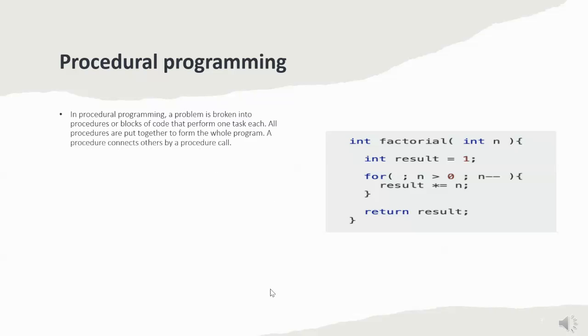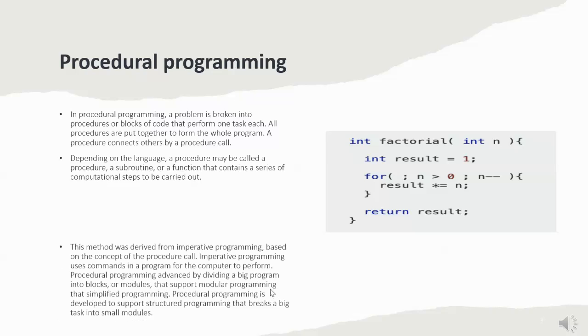In procedural programming, a problem is broken into procedures or blocks of code that perform one task each. All procedures are put together to form the whole program. A procedure connects others by a procedural call. Depending on the language, a procedure may be called a procedure or a subroutine or a function that contains a series of computational steps to be carried out.